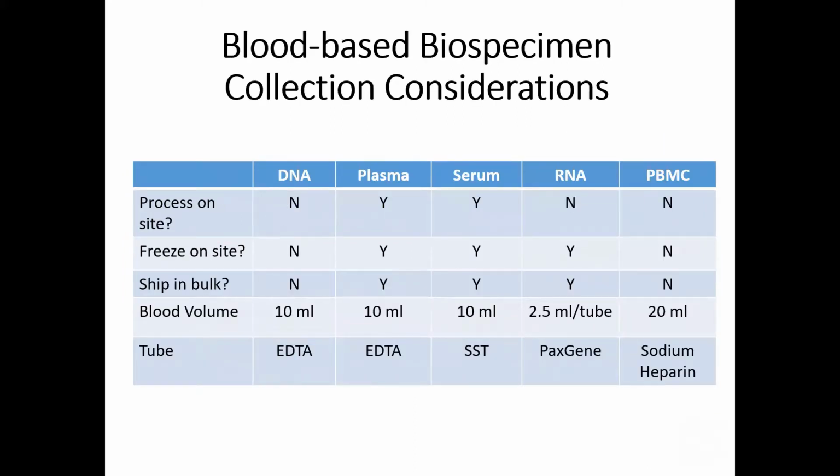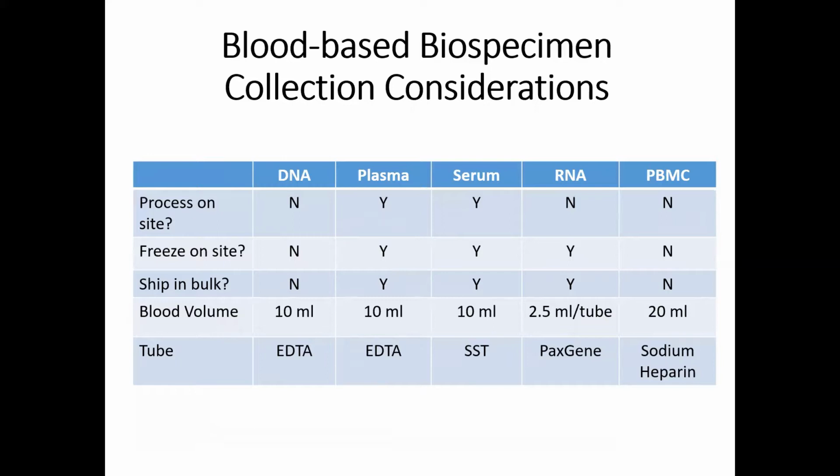One of the considerations when considering whether or not to obtain and what biospecimens to collect as part of a study is what would need to be done at the site if that specimen were collected. So across the top, we have blood-based specimens that we discussed on the previous slides, and along the left, various processes that might need to be used at the site. So whether or not the sample needs to be processed on site, as you can see, plasma and serum would need to be centrifuged, but DNA, RNA, and PBMCs would not. Similarly, plasma, serum, and RNA would all need to be frozen on site, whereas DNA and PBMCs would not.